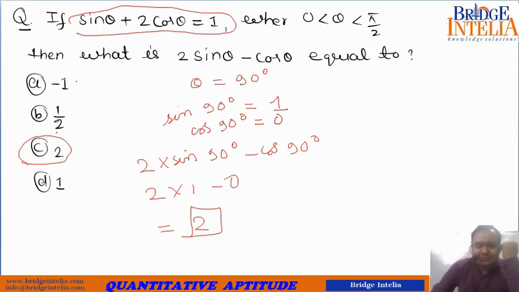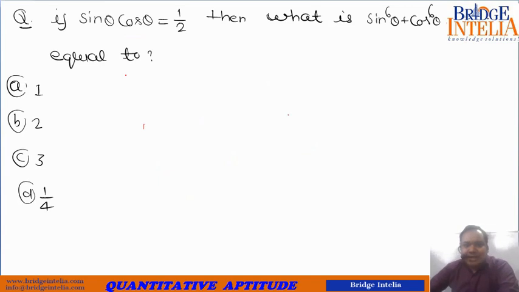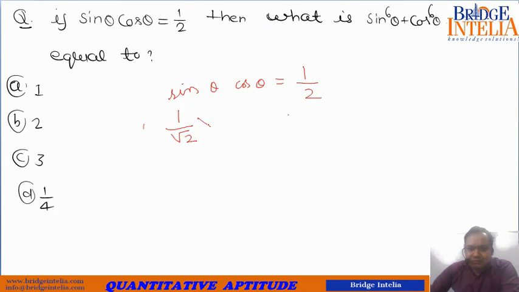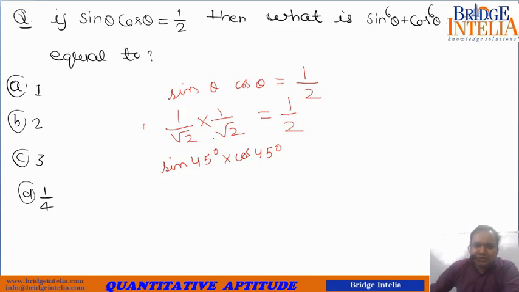Now let's move further. Sin theta cos theta is equal to half. Then what is the value of this expression? Sin theta cos theta is equal to half. If only you can learn the power of substitution. 1 by root 2 into 1 by root 2 is equal to half, isn't it? So this is actually sin 45 degrees into cos 45 degrees. So it is being told to us that theta is nothing but 45 degrees.